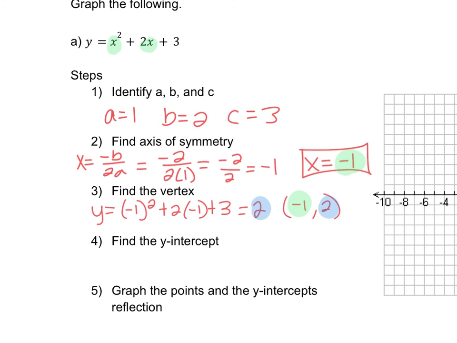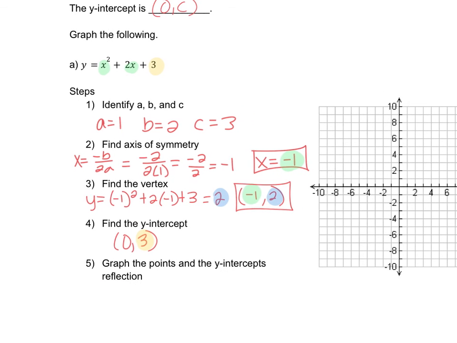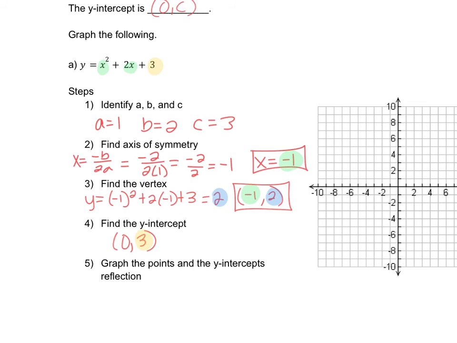And the last one is your y-intercept. So it's always 0, and then whatever your c is. Actually, I'm going to box this, sorry. Okay, so that's your vertex. Your y-intercept is 0, and then whatever your c is. So in this case, it's 3. And that's where I get that number from. Now we're ready to graph it. That's all you need.